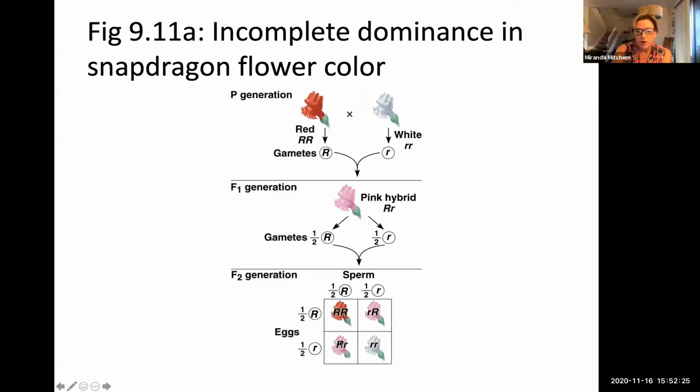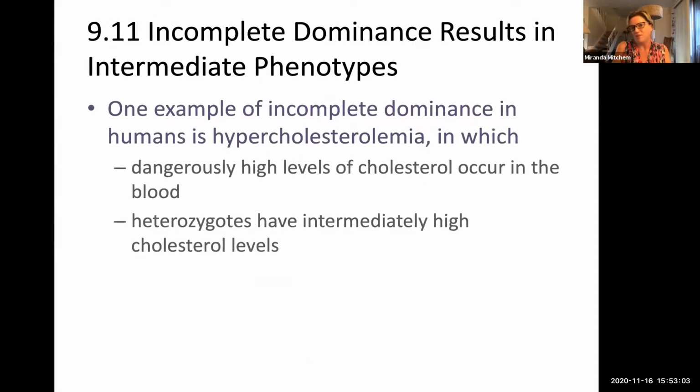So 3 of the 4 of them have the dominant allele, but only the homozygous dominant is red. The heterozygote is pink. The homozygous recessive is white. So now we have 3 genotypes. We also have 3 phenotypes. That is a difference from the complete pattern of inheritance. There we only have 2 phenotypes with 3 genotypes. Here it's 3 genotypes, 3 phenotypes, because of this intermediate pink flower.